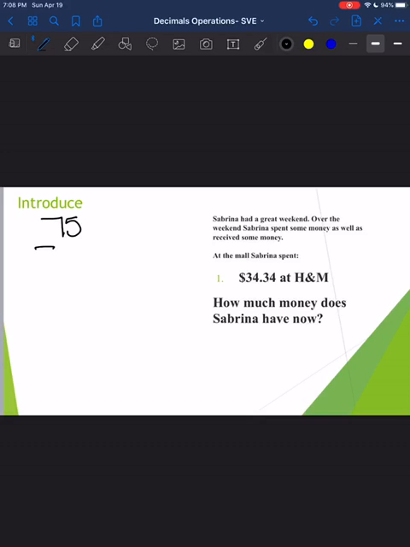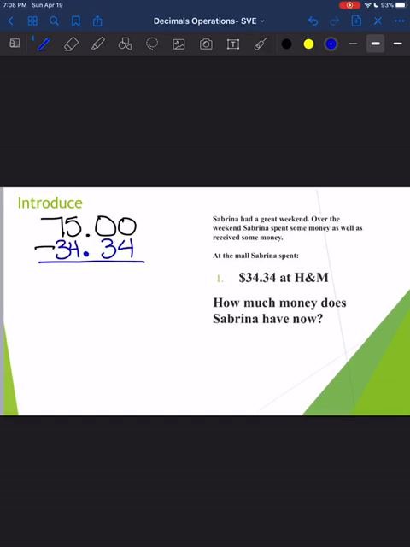Correct. You would put zeros in those place values. It does not change the fact that Sabrina had $75. It's just showing you that she had 75 whole dollars and 0 cents at that time. And after doing that, I can now subtract the $34.34, making sure that I'm lining each place value up. So I'm going to take away the $34 and the 34 cents here.